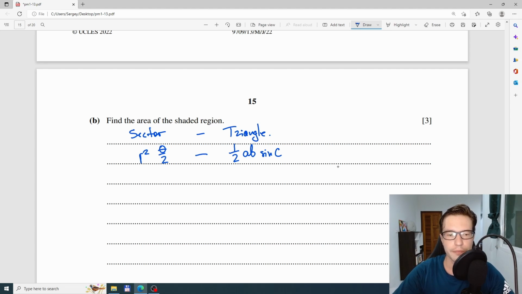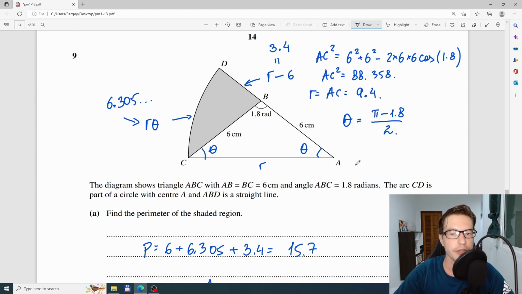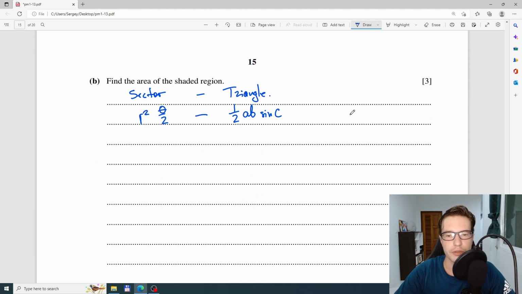Now in this formula, when we calculate the area of a sector, then angle theta is going to be pi minus 1.8 divided by 2. And when we calculate the area of a triangle, a and b are going to be 6 and 6, and angle C should be the angle in between those sides, which is 1.8. So now we can substitute all of this in the formula and get the answer.